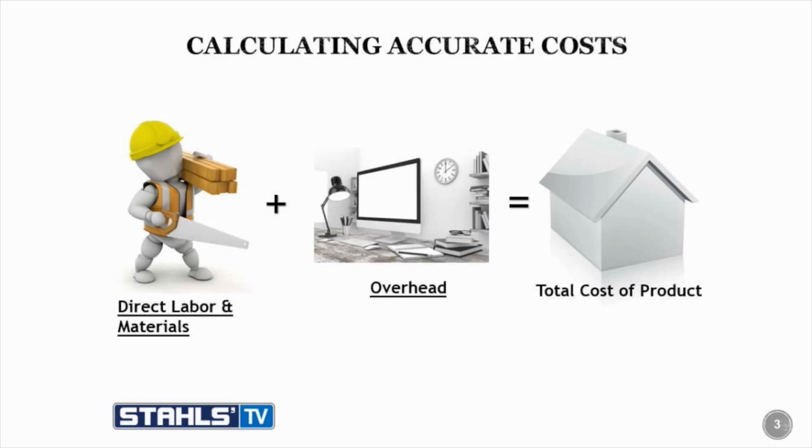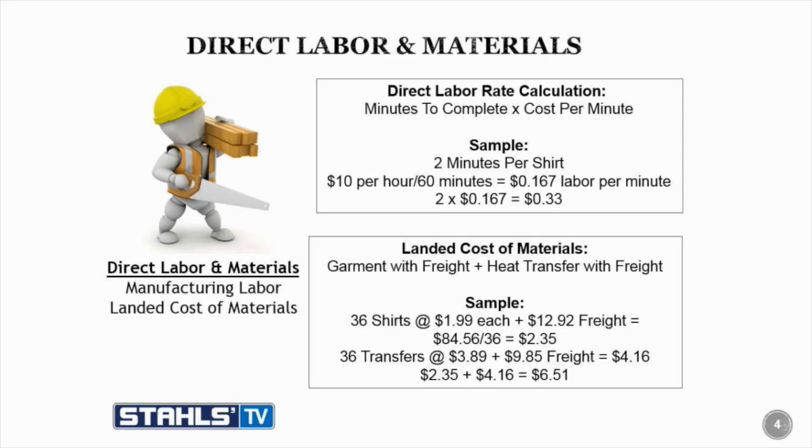So this is the very high level view of the equation, if you will, and now let's dive a little bit deeper into each component to make sure you understand it. And as always, Stahls TV classes are recorded and will be posted if you need to review any of this as well for your business. So diving into direct labor and materials, we see on the left-hand side underneath our construction worker, that includes our manufacturing labor and our landed cost of material. So as we're stepping through the calculation here, basically we want to figure out how much labor does that garment cost to complete. And in our top box on the right-hand side, you'll see that we're actually trying to take our labor and get that down to a cost per minute.